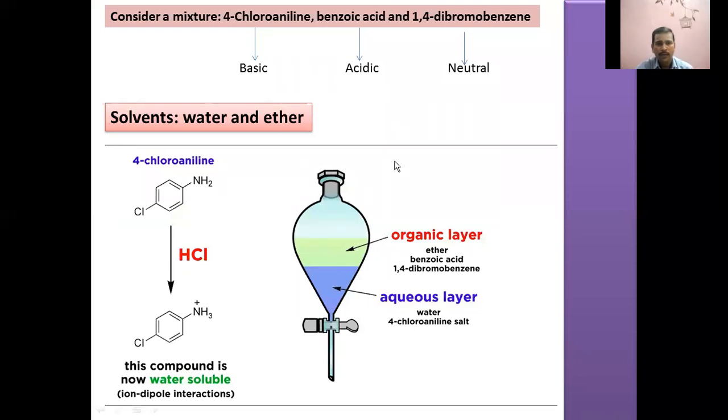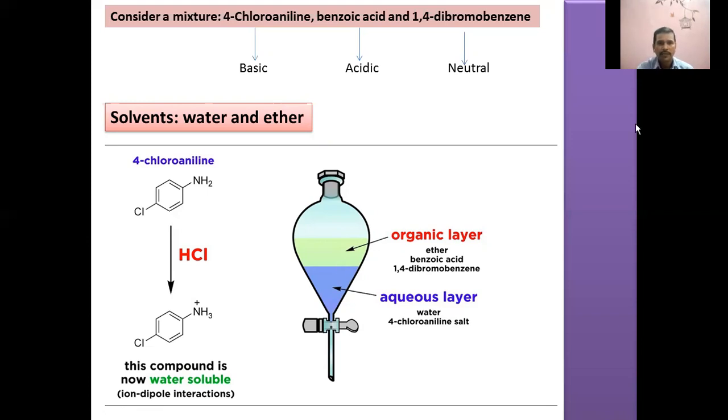Let me take one practical example here for separation of 4-chloroaniline, benzoic acid, and 1,4-dibromobenzene. If you are given a mixture containing 4-chloroaniline, benzoic acid, and 1,4-dibromobenzene, as a routine separation process, the synthetic laboratories have to adapt the principles of these liquid-liquid extraction techniques. So in that context, this example will be very significant and highly useful.